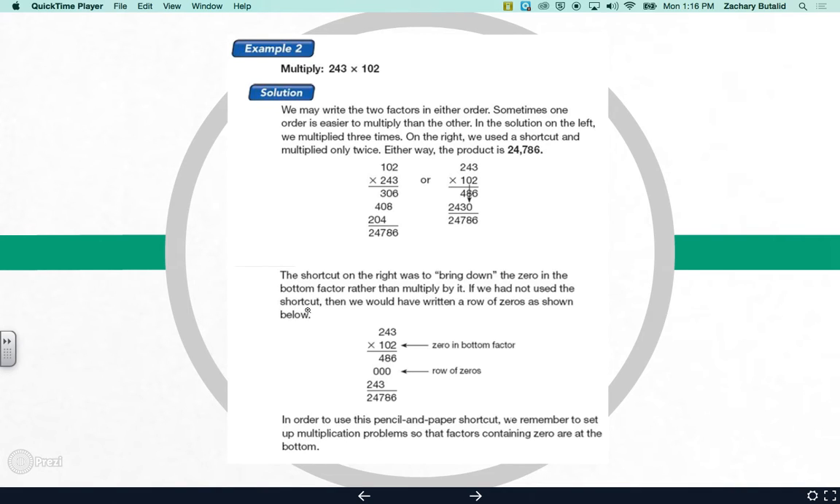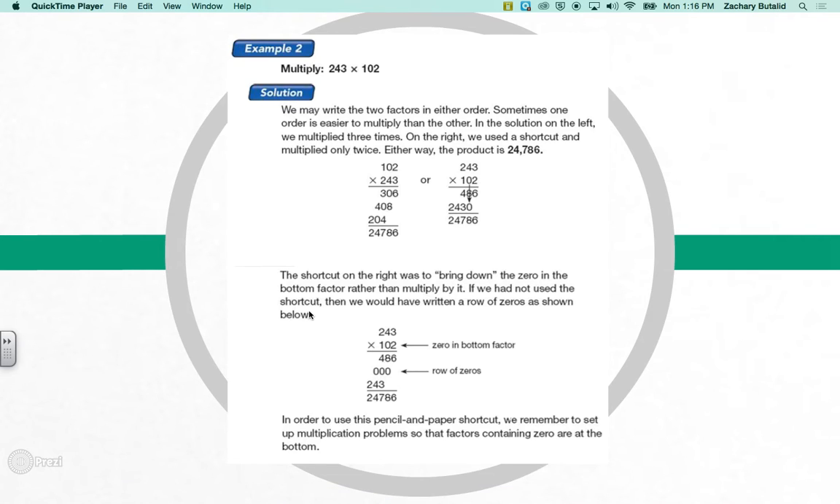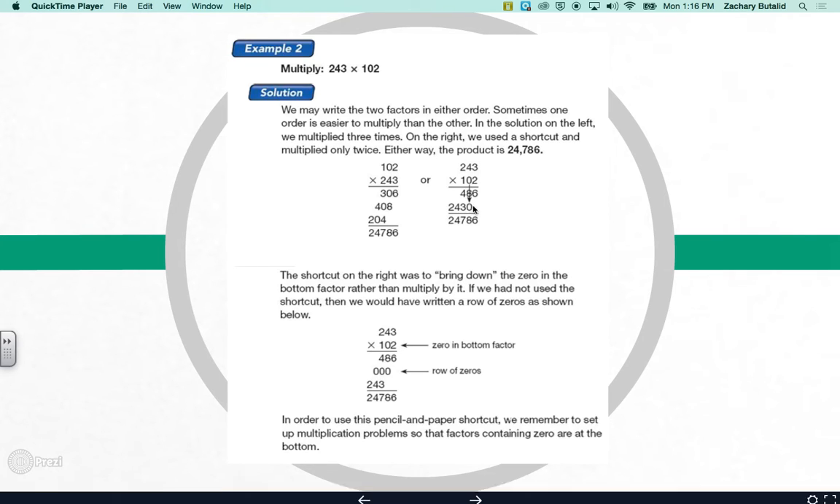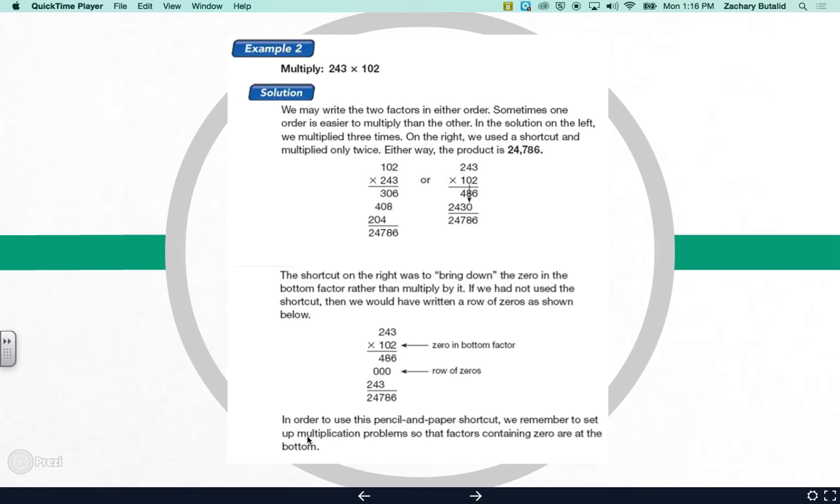Okay, let's read what else it says on the example. The shortcut on the right was to bring down the 0 in the bottom factor rather than multiply by it. If we had not used the shortcut, then we would have written a row of zeros as shown. Okay, see, this is what we're skipping. We go ahead and skip that step because there's no reason that we'd have to go through that step. Okay, we know it's going to be 0 when you add it together. So in order to use this pencil and paper shortcut, we remember to set the multiplication problem so that the factors containing 0 are at the bottom. It's better if you have your factor with a 0 on the bottom, so you can skip this step.